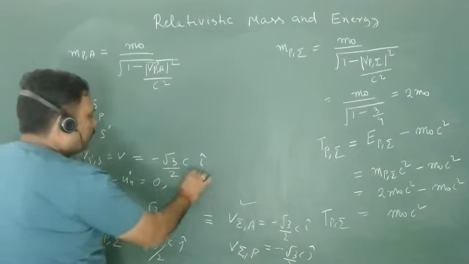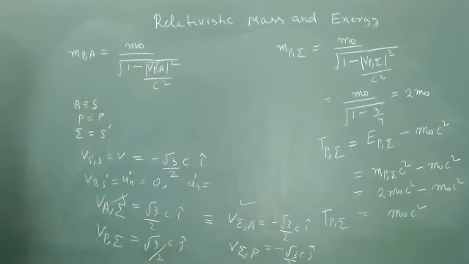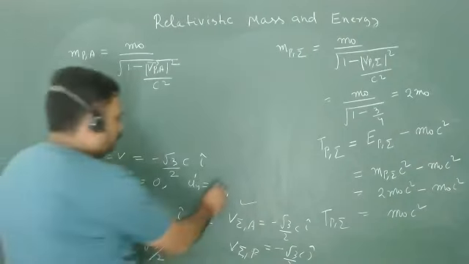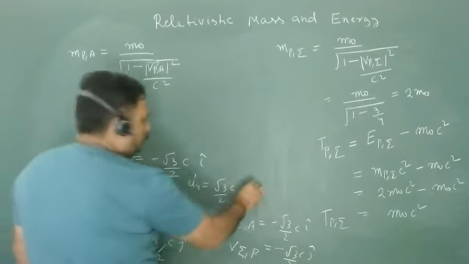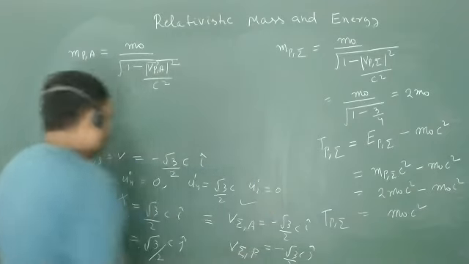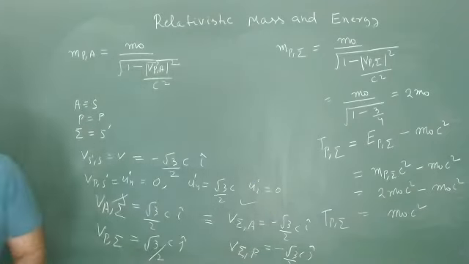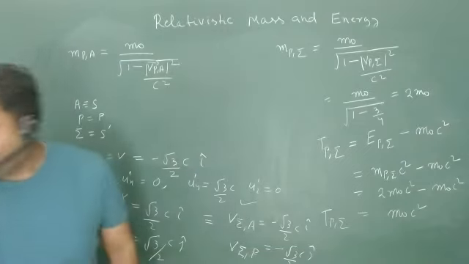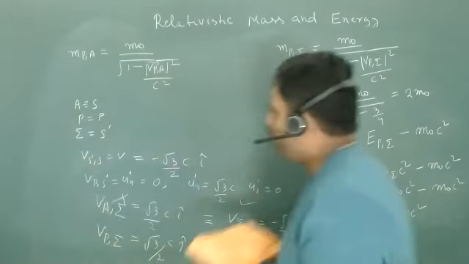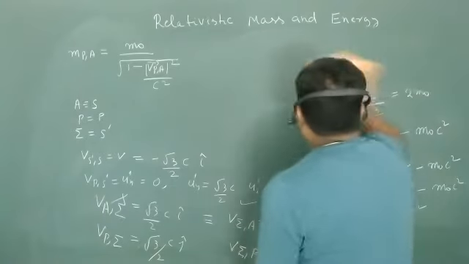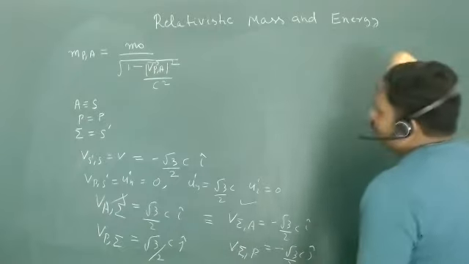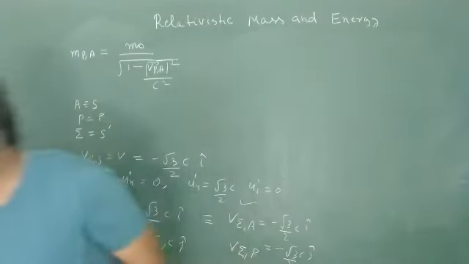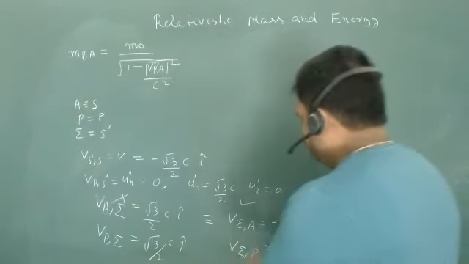What will be UI dash? Root 3 by 2c, and that will be positive. And what is UZ dash? That is again 0. Now, which Lorentz transformation do we have to use here? The X one, or the Y one, or the Z one? We have to use X, the Lorentz transformation of X. Very good.